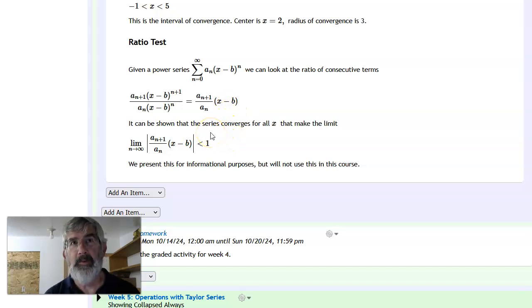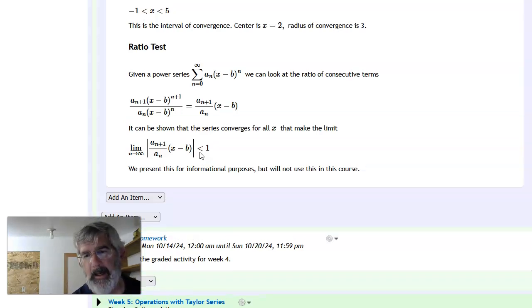And the theorem is that you can show that the series will converge provided that this ratio of consecutive terms is less than 1. I know that's what it is for geometric series because I don't have to take a limit, because this ratio is always the same. It's always just a constant times the x minus b. But in this case, that might not be a constant. But as long as you can show this whole thing is less than 1, then you have convergence. Okay. And again, I'm not going to do that.